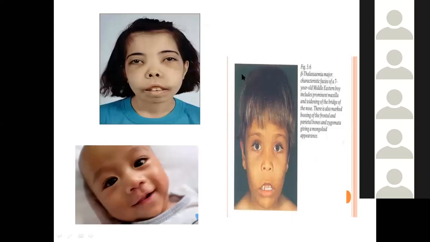See this child? Look at her nose bridge. Look at this child with the frontals. You see this picture? And this is a Middle Eastern boy. See his prominent maxilla, widening of the bridge of the nose. Even here, see the nose, widening of the bridge of the nose, and marked bossing of the frontal and parietal bones.